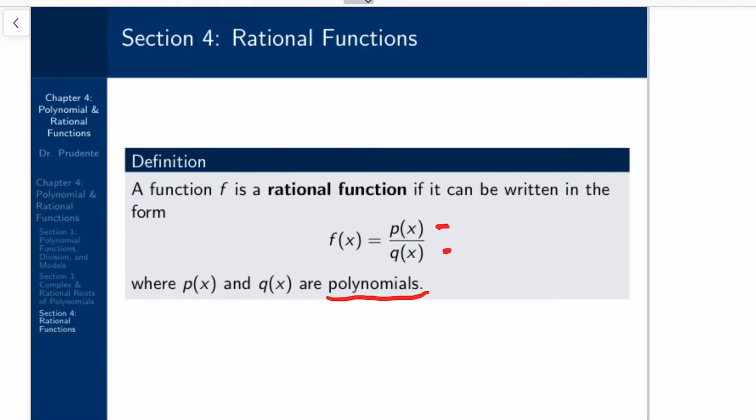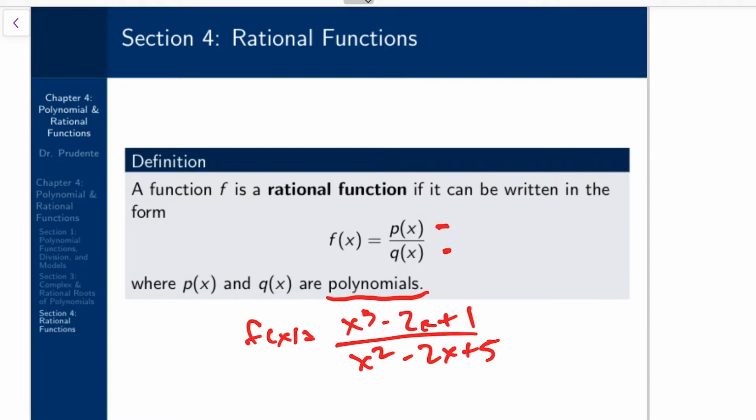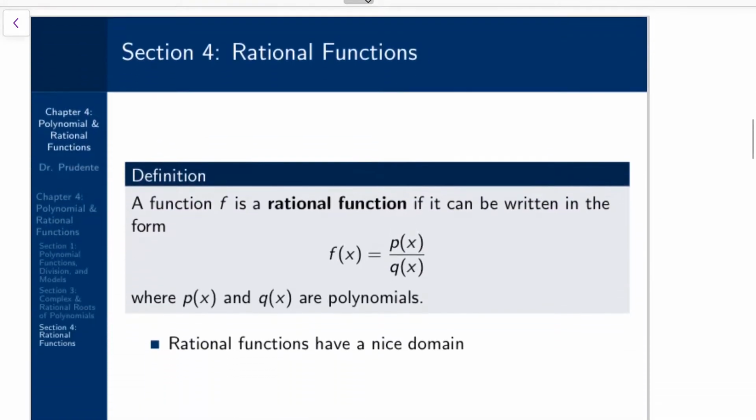Right? For examples, f of x equals x to the third minus 2x plus 1 over x squared minus 2x plus 5. This would be an example of a rational function where the top and bottom of the fraction are both polynomials.